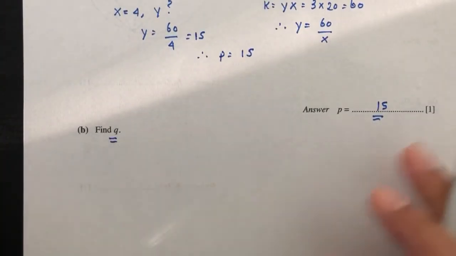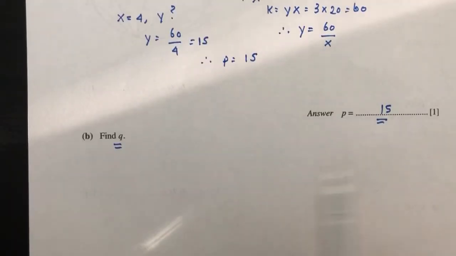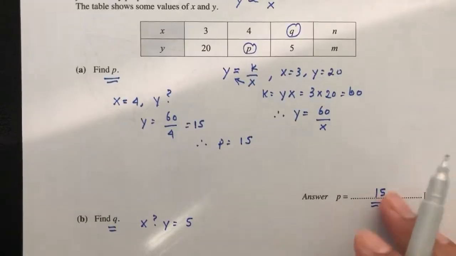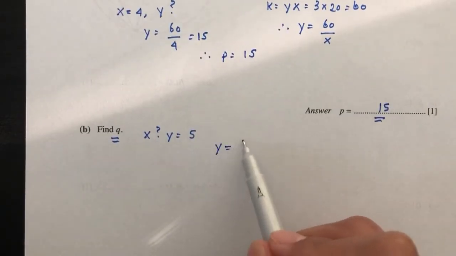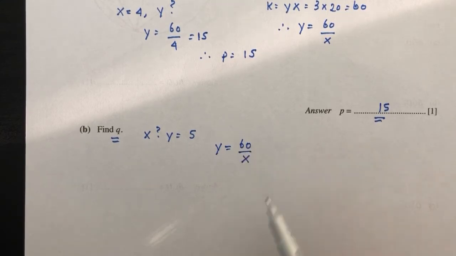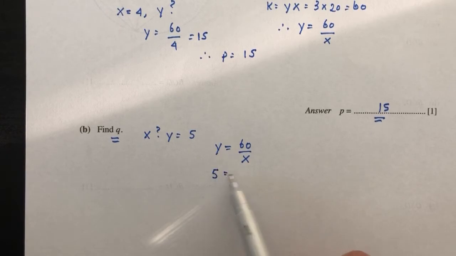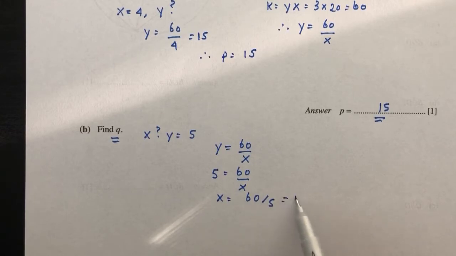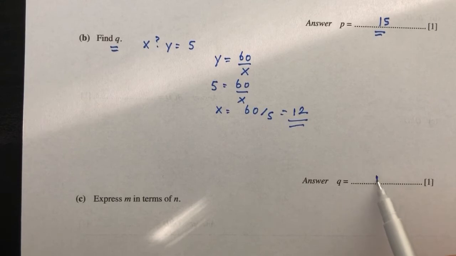Find the value of q. Q is here. So q is x. Find x when y equal to 5. So we know the equation is y equal to 60 divided by x. So find the value of x when y equal to 5. So 5 equal to 60 divided by x. So x will be equal to 60 divided by 5, which is 12. So the value of q will be 12.